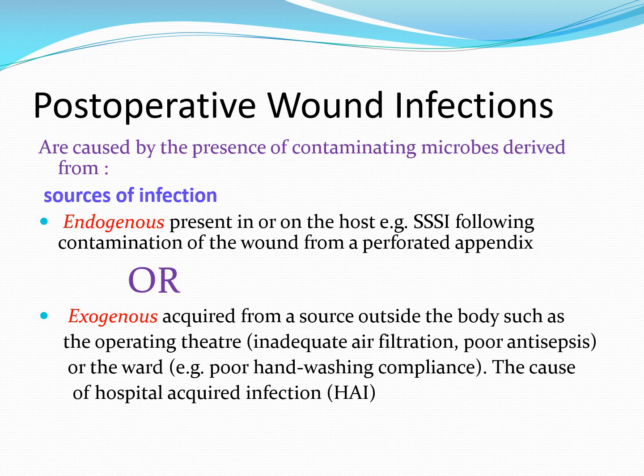Post-operative wound infection is not a specific type of infection, but it is caused by the presence of contaminating microbes, which are derived from endogenous or exogenous sources. The endogenous sources are present in or on the host, for example, a superficial surgical site infection following contamination of the wound from a perforated appendix. Exogenously, they are acquired from a source outside the body, such as the operating theater, inadequate air filtration, poor antisepsis of the ward, or poor hand washing. The causes of hospital-acquired infection contribute to the development of post-operative wound infection.